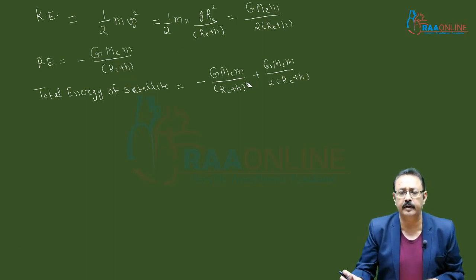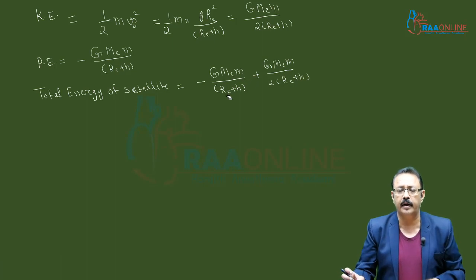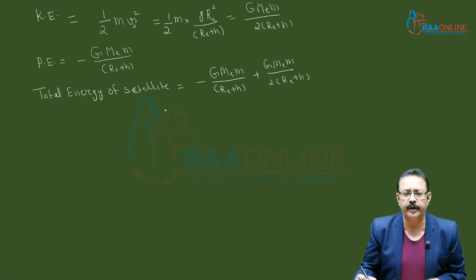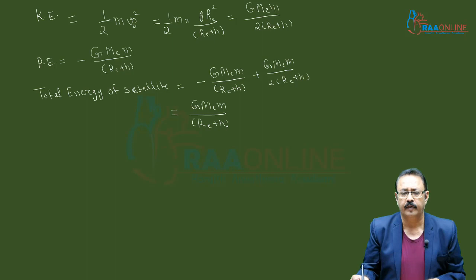We can calculate, it should be GMEM upon RE plus H. So we can take GMEM common upon RE plus H. What is the remaining? The remaining is minus 1 plus half. What we are getting? Final answer, minus half.